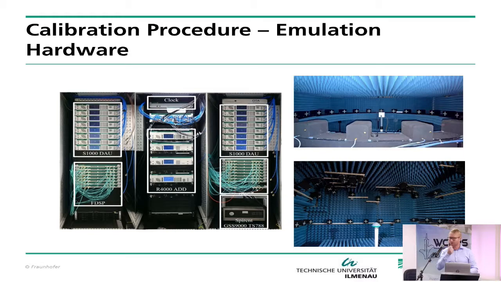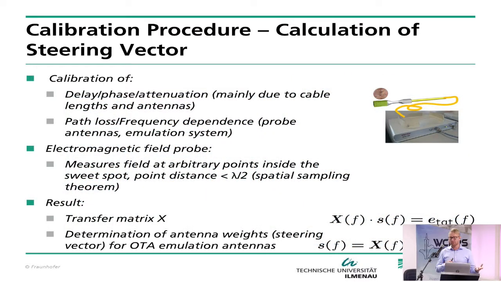And to calibrate the whole system, you have real cables, you have real hardware, which can drift, and you have non-ideal antennas. You need to calibrate the delay, phase and attenuation somehow, and also the path loss between the antennas and the sweet spot. How do you do it? You take an electromagnetic field probe that you can move on the positions inside the sweet spot. And so you can measure on each point where the field has to be defined. You measure the influence of each antenna, and so you can get a measured transfer matrix to solve this equation system.